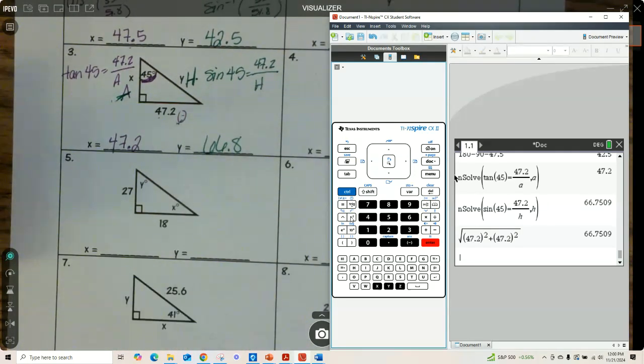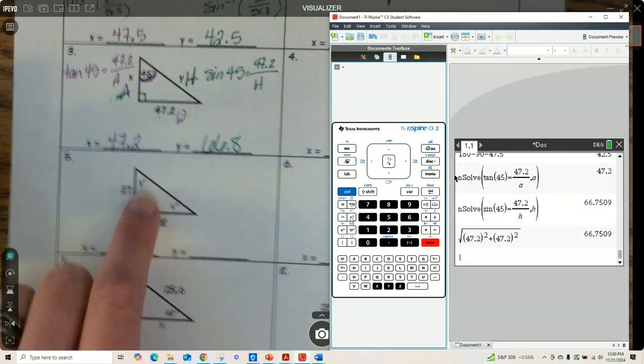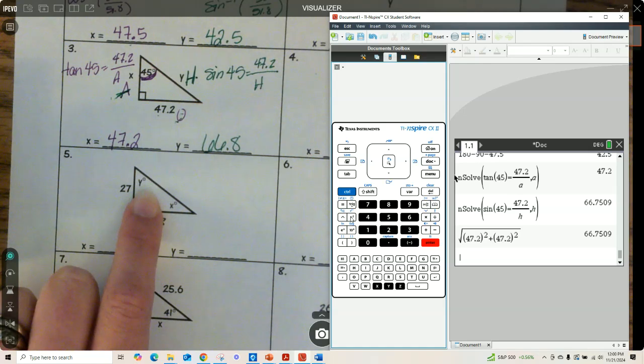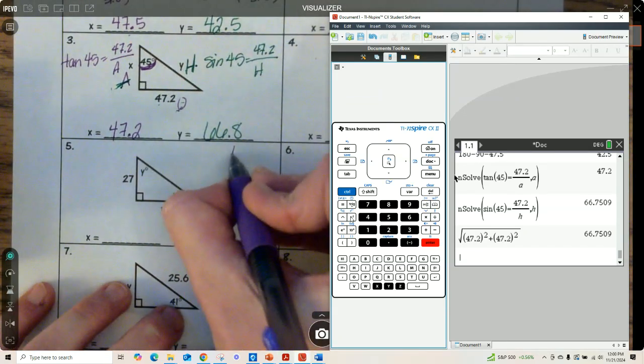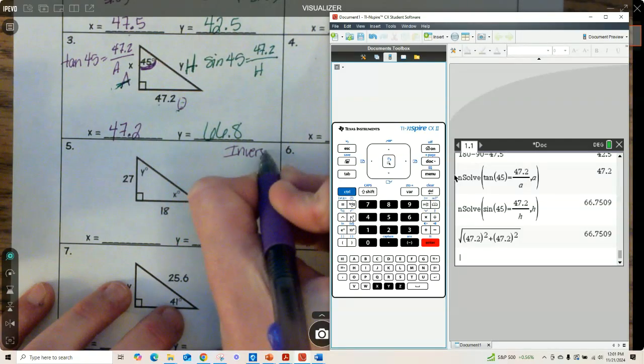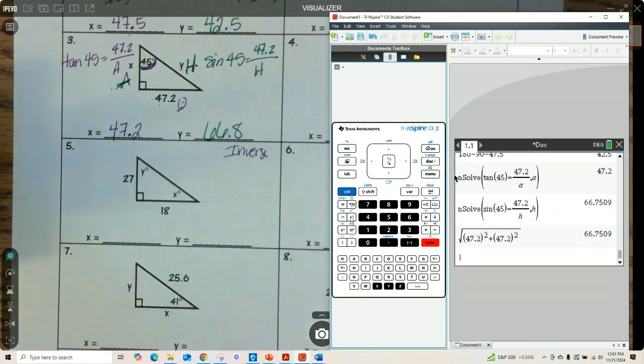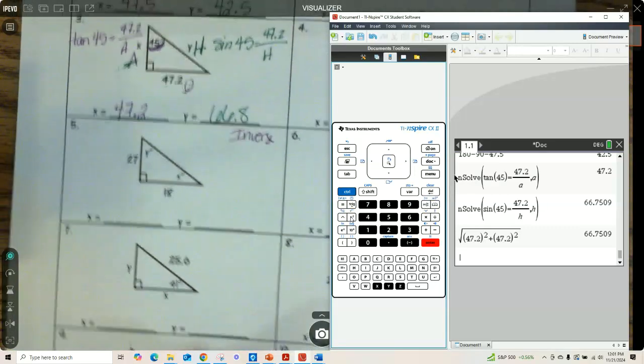Okay? All right. Two angles. Okay? So angles are inverse. Anytime we have the angles, we're going to use the inverse. These are the ones where it's easy to get flipped around.